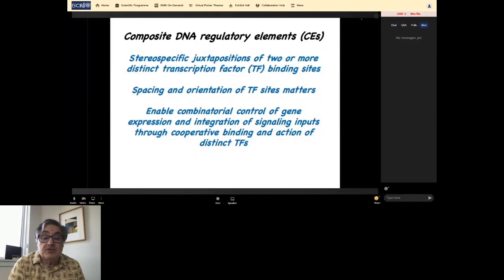And of course, you can imagine that if you have these stereospecific juxtapositionings that are widely used in the context of the code, they allow you to enable combinatorial control of activity. The simplest thing to consider is that they allow integration of signaling inputs. If you have two different transcription factors that are each independently regulated by two different signaling inputs, A and B, and they cooperatively bind to one of these composite elements, that's a very simple way of integrating two distinct signaling inputs to control genome activity.